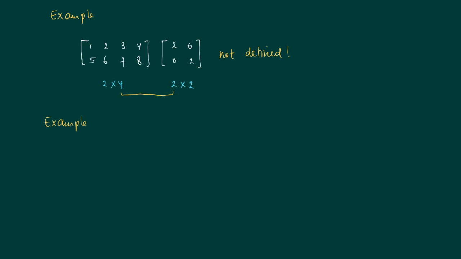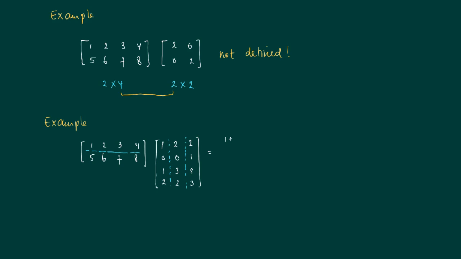Another example: we take the same 2 by 4 matrix on the left, 1, 2, 3, 4, 5, 6, 7, 8, and we multiply it by a matrix whose first column is 1, 0, 1, 2, second column 2, 0, 3, 2, and last column 2, 1, 2, 3. So now we have a 2 by 4 matrix and a 4 times 3 matrix. So 2 by 4, 4 by 3. The inner dimensions agree. And what we get is a 2 times 3 matrix.